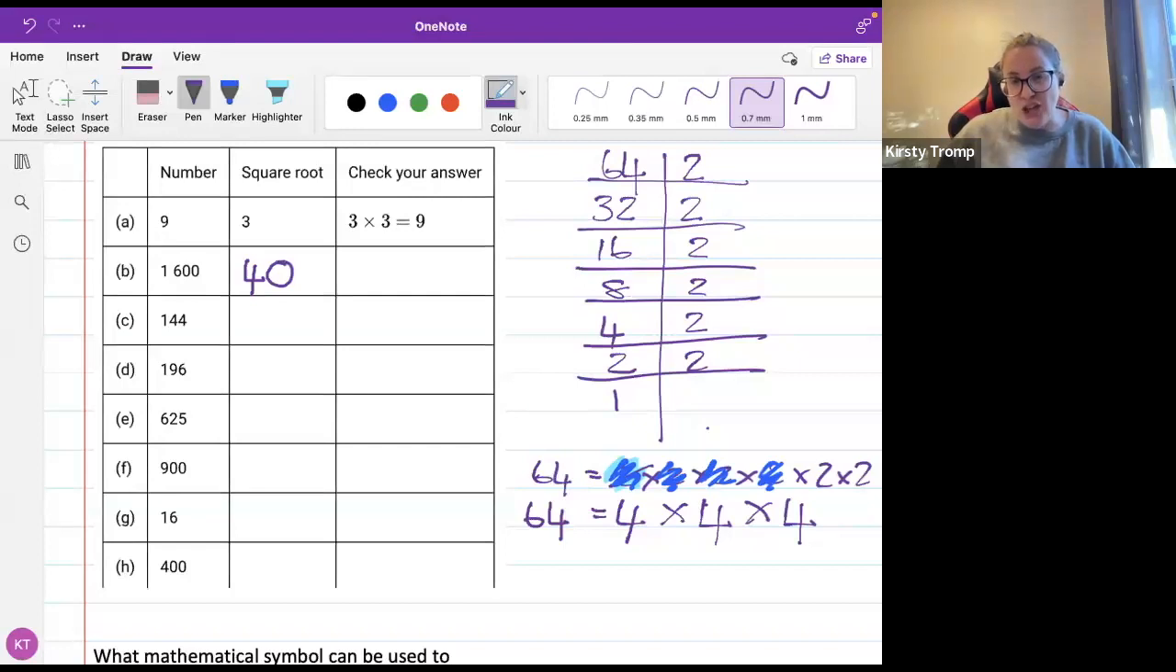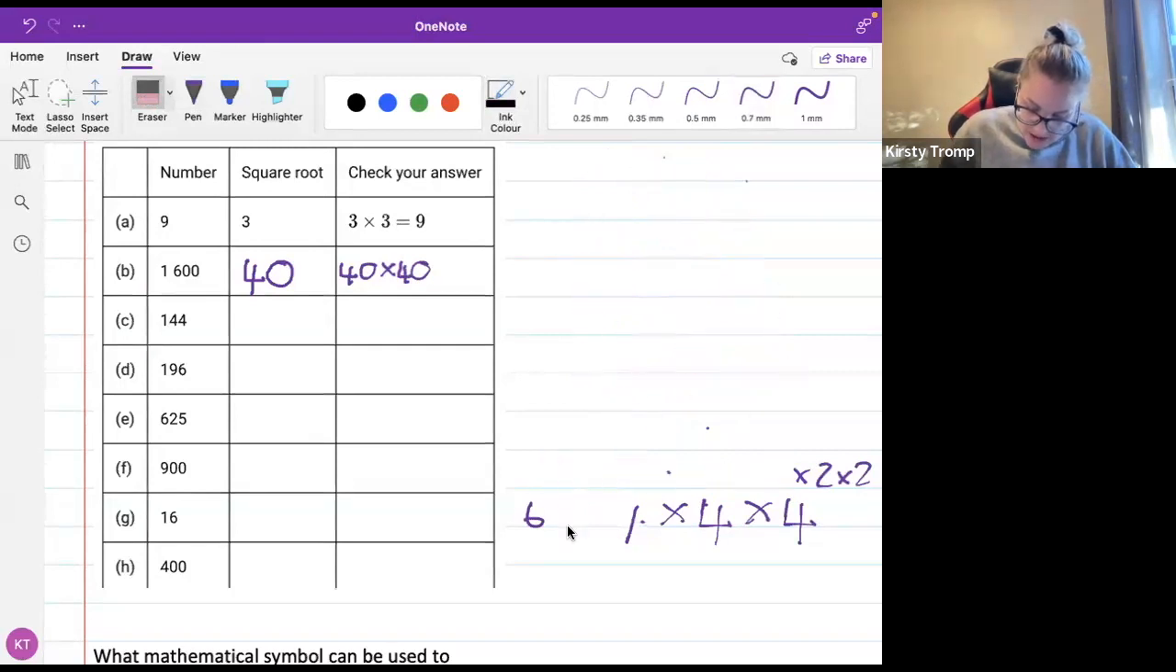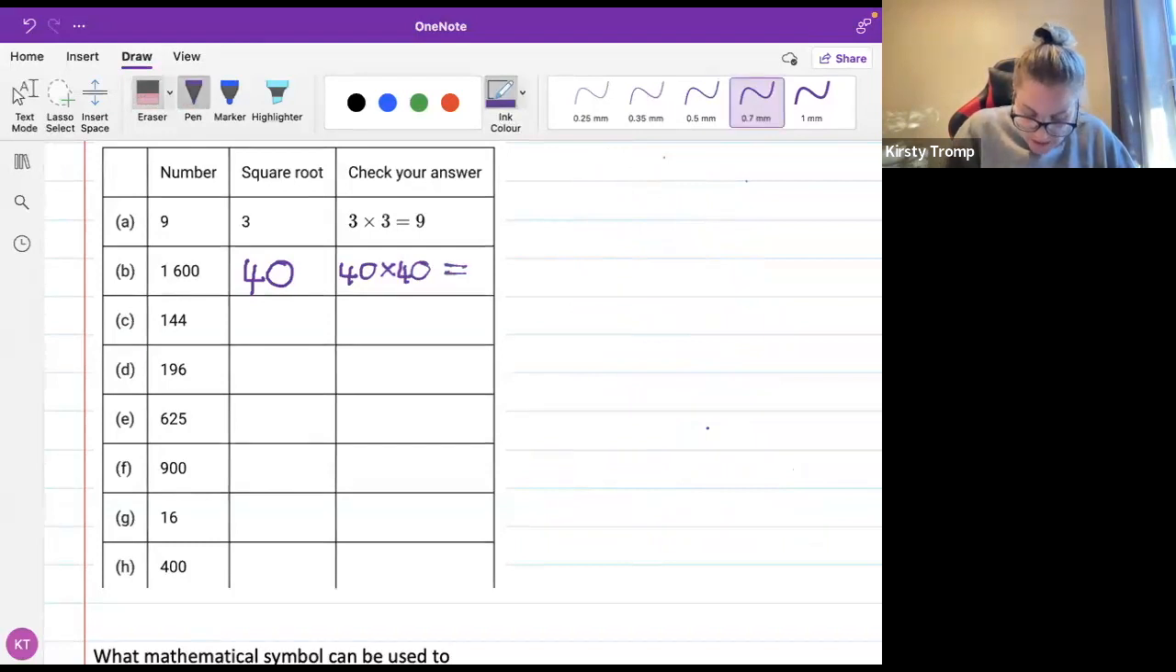So that one was a nice challenge. I'm seeing a few people put 400. Guys, remember to go check your answer. So if I do 40 times 40 on the side here, the 4 times the 4 will give me 16. And how many zeros do I see? 1, 2. So it's going to be 1,600. Nice. Right. The square root of 144 is 12.